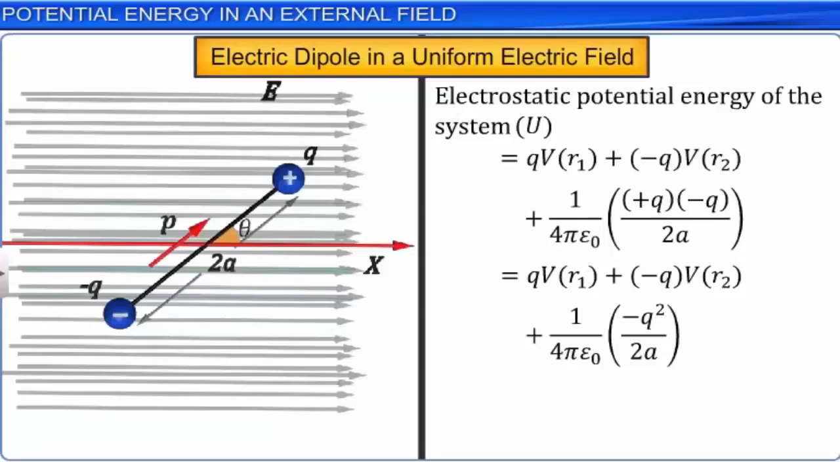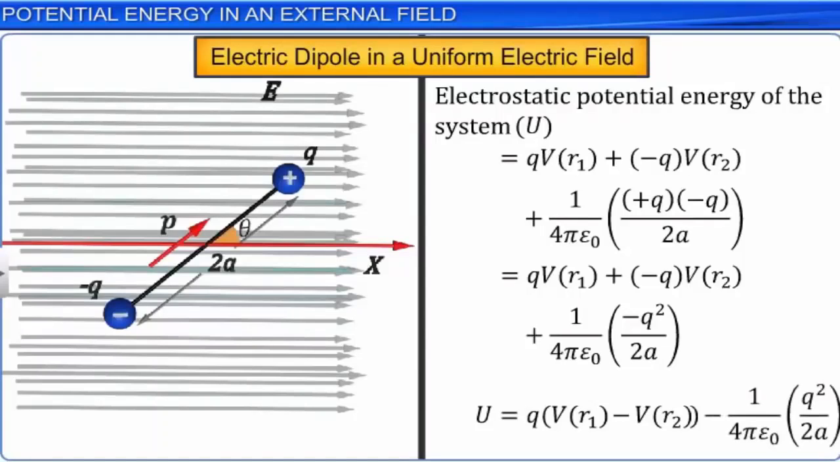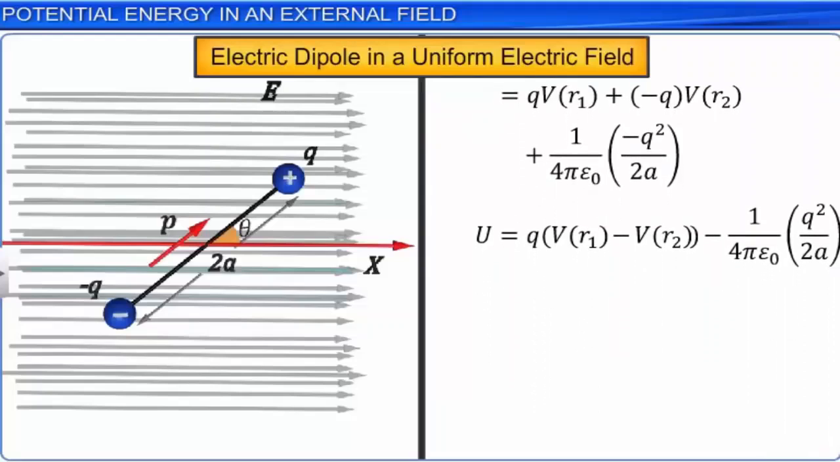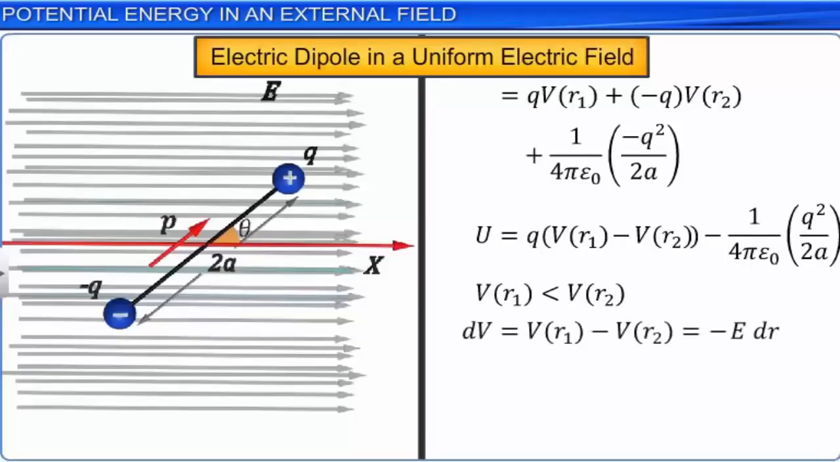This equation can be further simplified as U is equal to Q into V of R1 minus V of R2 minus 1 by 4 pi epsilon naught into Q square by 2a. We can further simplify VR1 minus VR2 as follows. V of R1 will be less than V of R2, since potential decreases in the direction of the field. We can say dV is equal to V of R1 minus V of R2, which is equal to minus EdR.